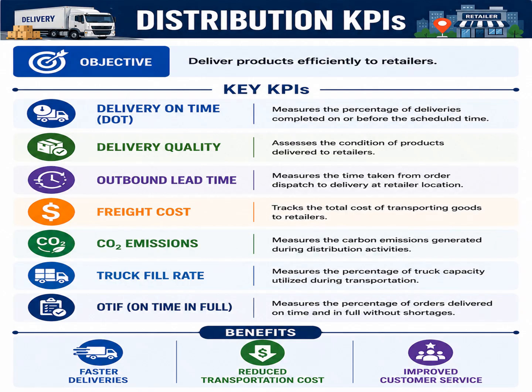Monitoring these KPIs enables organizations to optimize distribution operations, reduce transportation costs, improve delivery speed and reliability, enhance vehicle utilization, support sustainability initiatives, and provide superior customer service.